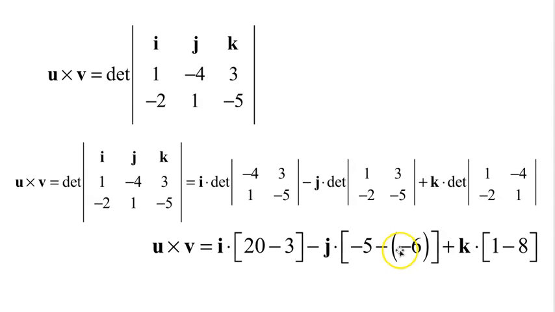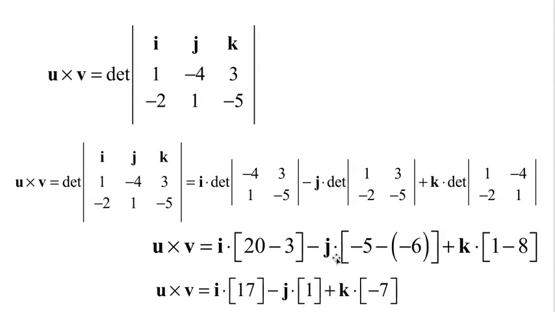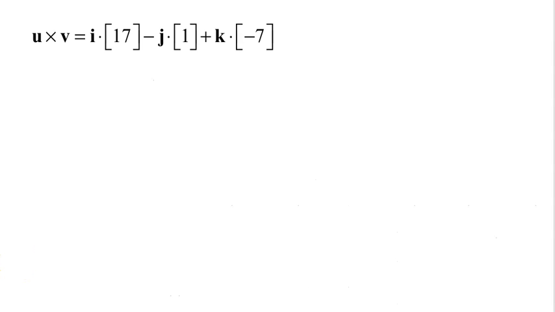So we get 20 minus 3 is 17 here. Negative 5 minus negative 6 is negative 5 plus 6, or 1, but with the minus sign there it becomes minus 1j. 1 minus 8 becomes negative 7k. So our result for u cross v is i times 17 minus j times 1 plus k times negative 7. I prefer to write vectors either in angle brackets or in columns, so I'm going to rewrite it this way and say it is 17, negative 1, negative 7.